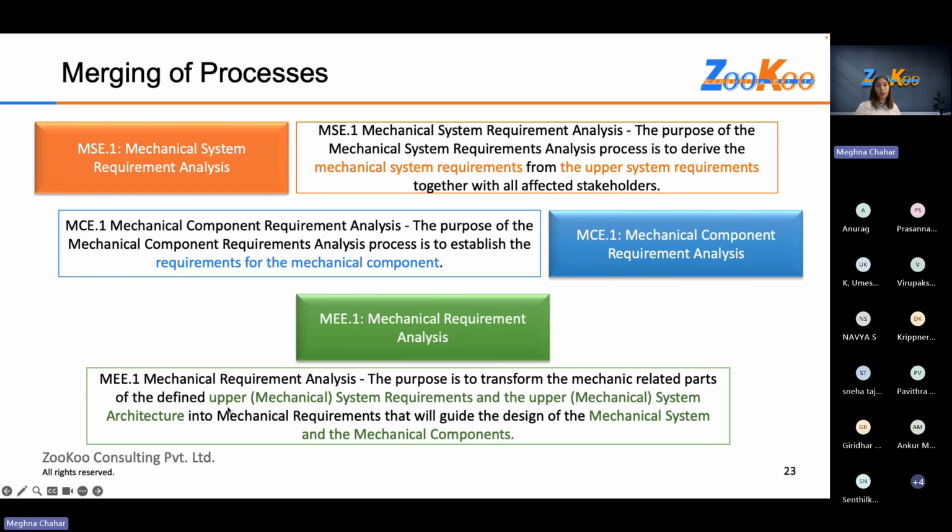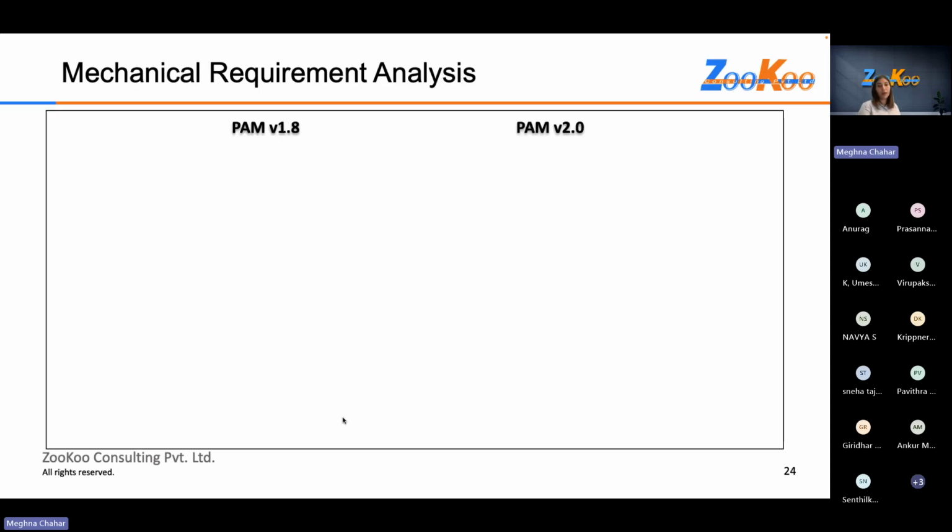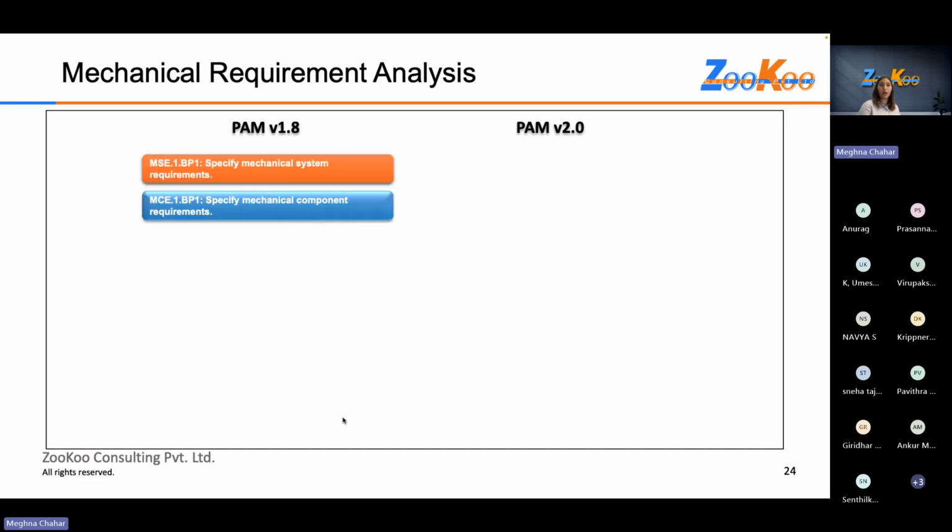And if we look into your software requirement analysis process, there also we say you need to derive the software requirements from the system requirement process and your system architecture design. Same way, we need to derive or transform the mechanical related requirements from the upper system, upper architecture into mechanical requirements, which are going to guide us for mechanical system and mechanical component designs.